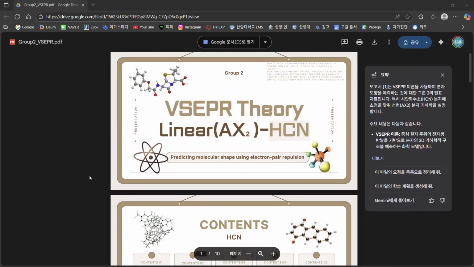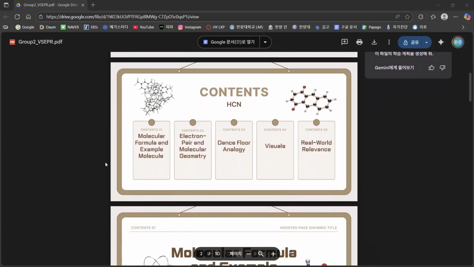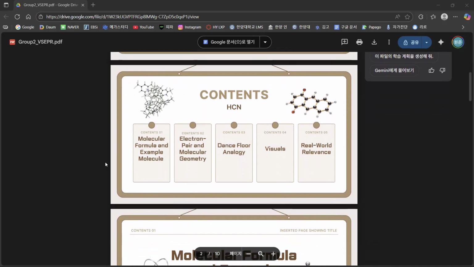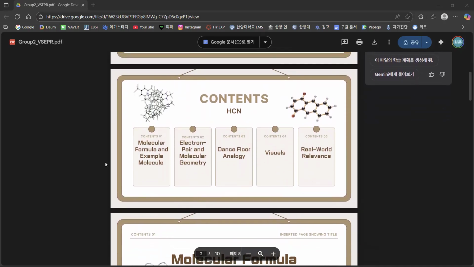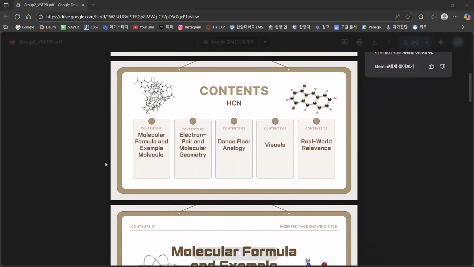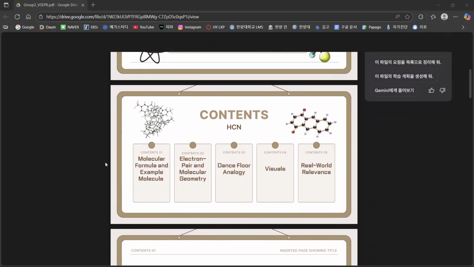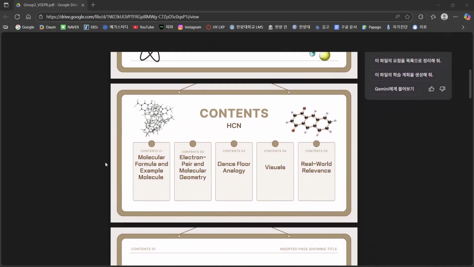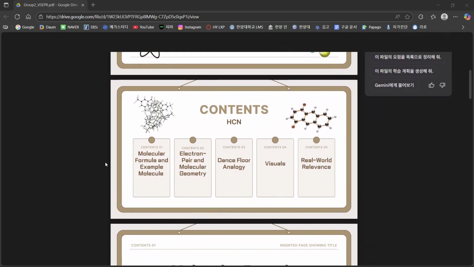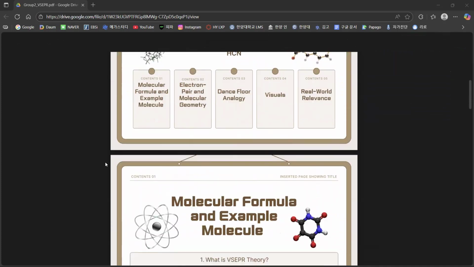We are going to predict molecular shape using electron pair repulsion. We will present first the molecular formula and example molecule, second the electron pair and molecular geometry, then the dancer analogy and visual, and lastly we present real-world relevance.